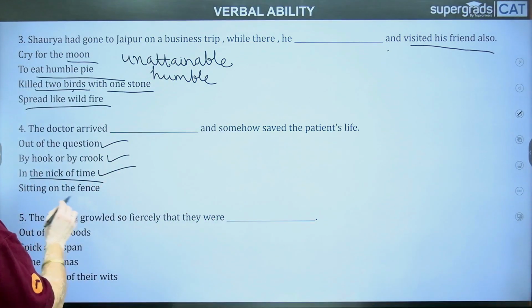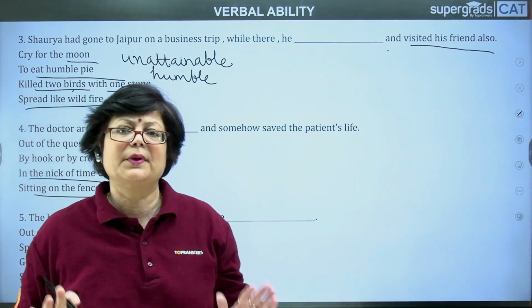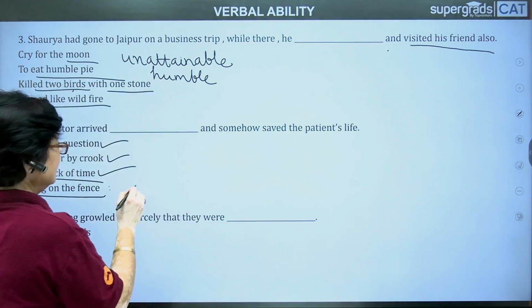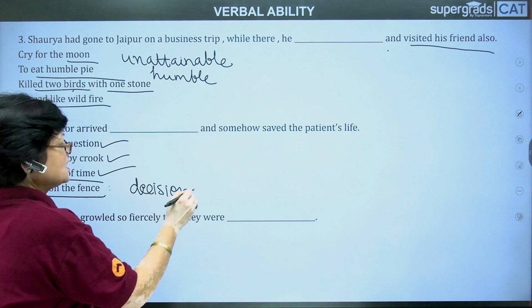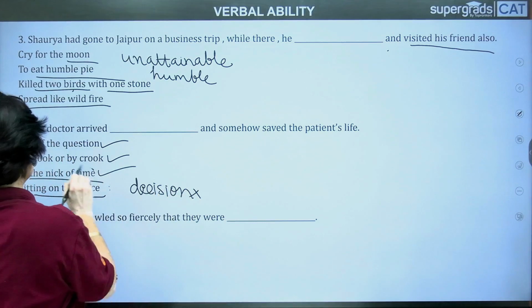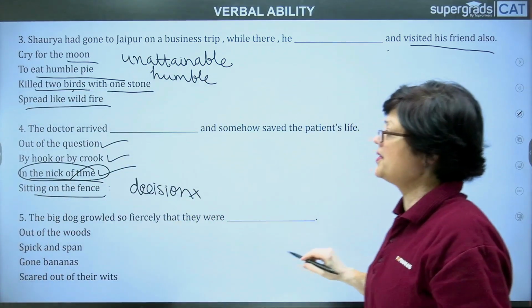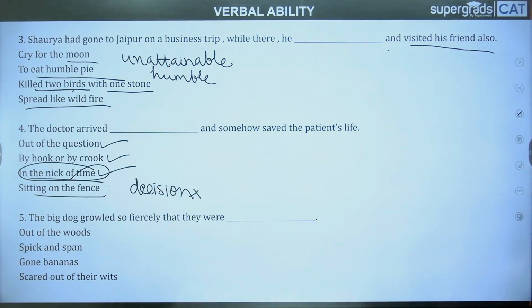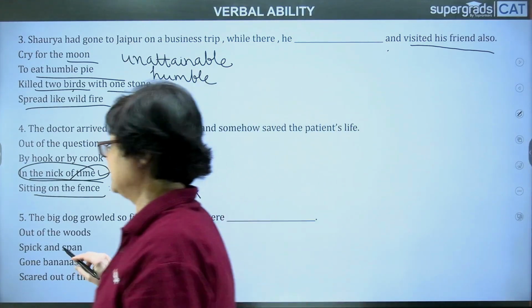What about this one? Sitting on the fence. Sitting on the fence means not taking a proper decision. That is called sitting on the fence. So this is out of question. The correct answer is in the nick of time. The correct idiom is the doctor arrived in the nick of time and somehow saved the patient's life. Let us move on to the next blank.